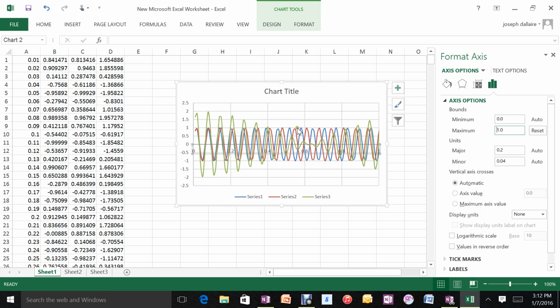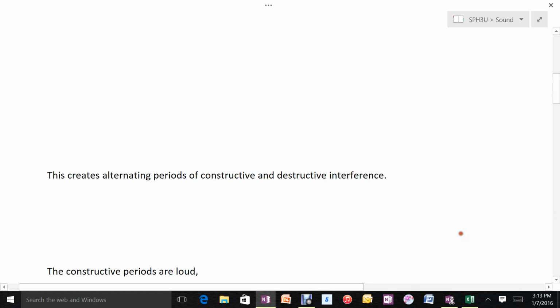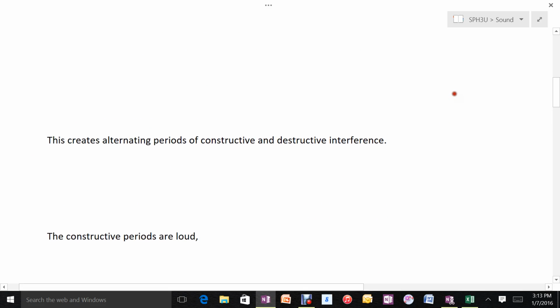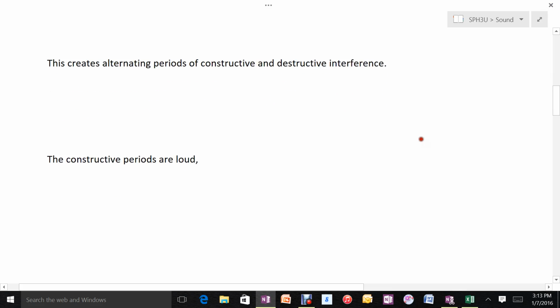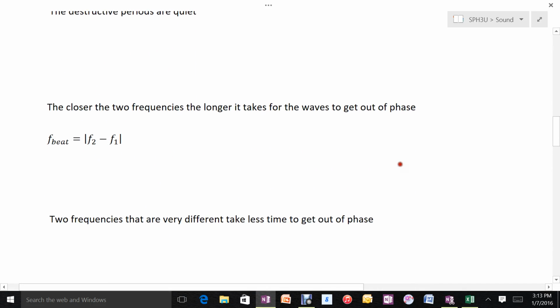This variation between loud and quiet in physics is referred to as beats. This really has nothing in common with the way the word is used in music. So again, one wave travels slightly faster than the other, creating alternating periods of constructive and destructive interference. The constructive interference periods are loud, the destructive are quiet.